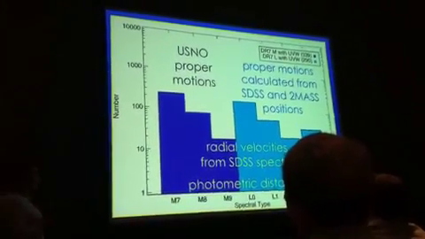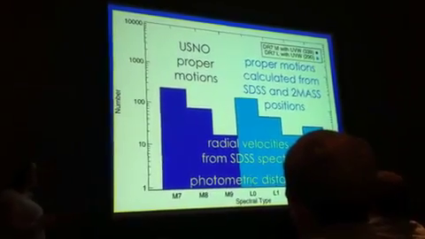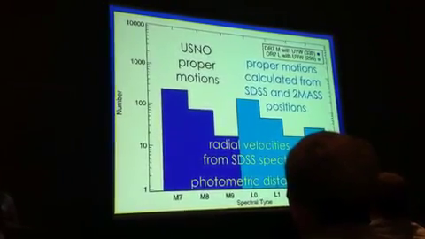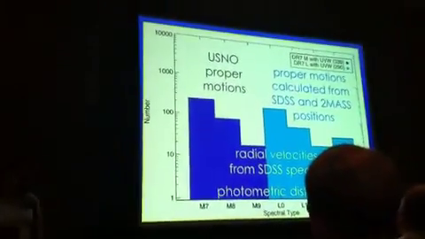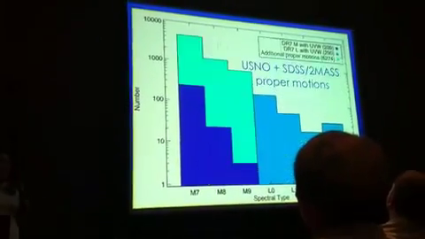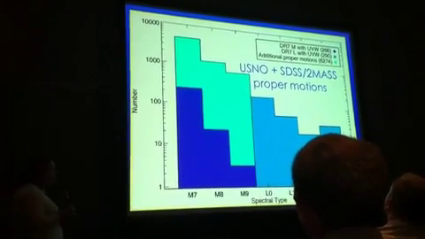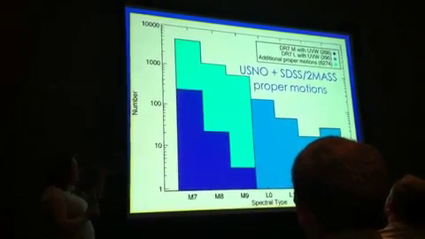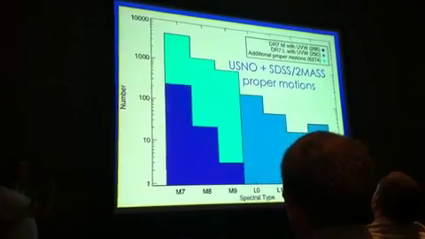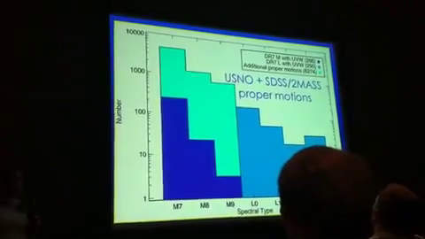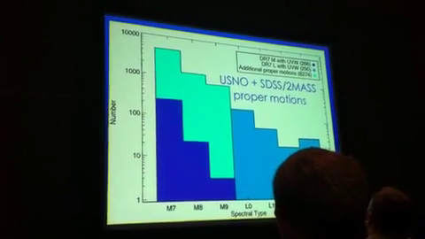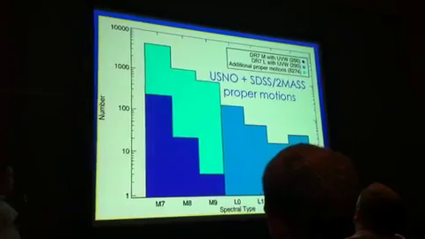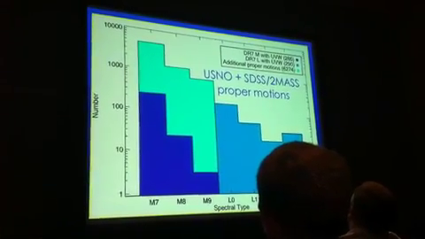For the L dwarfs, I measured proper motions from SDSS and 2MASS positions, just simply looking for matches in both catalogs, measuring their difference. So the first thing I did when I wanted more M dwarfs was I cross-matched the SDSS and 2MASS positions of the two catalogs, and found proper motions for an extra 6,000 late M dwarfs. So that's a really pretty large sample, but I wanted to get more.